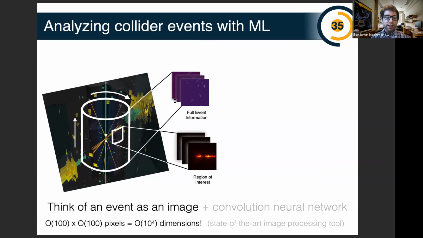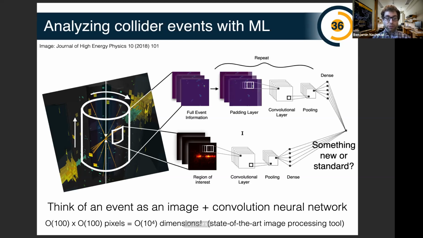So for instance, we can think of the whole event holistically as an image, where there can be multiple channels corresponding to different detector elements. You can imagine the charged particles and the information from the calorimeters. And we can also have regions of interest, where we focus in on regions of the detector where we know there might be something of interest, with a more precise, finer granularity. Then we can combine these two streams to do a classification task, like: is this something new or is this something standard?